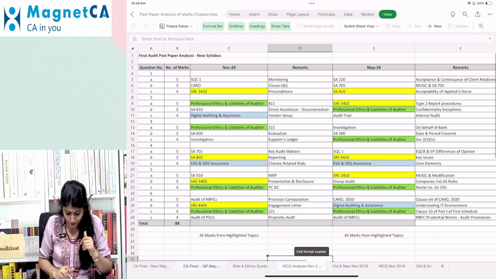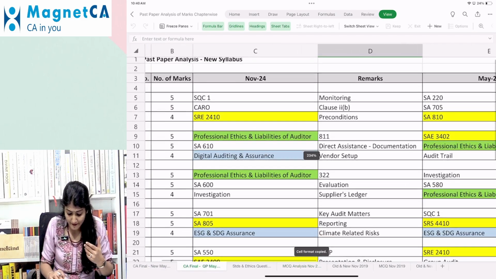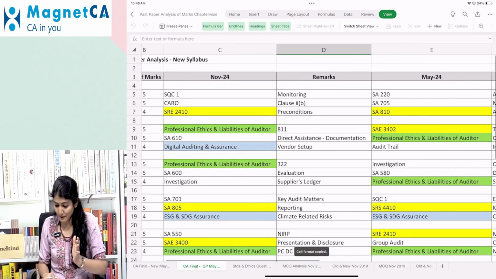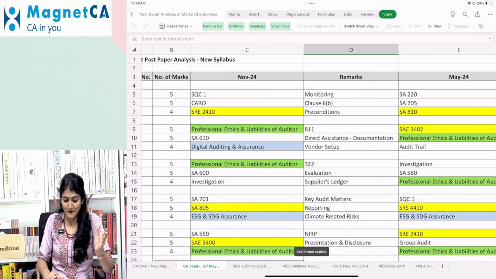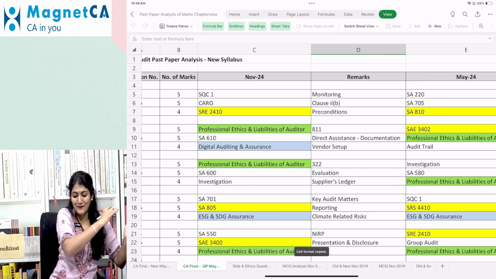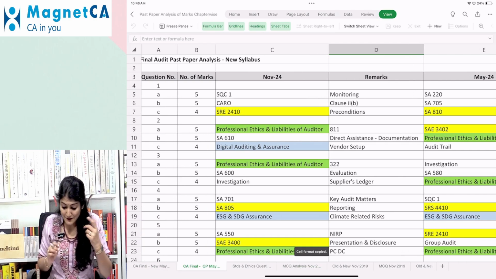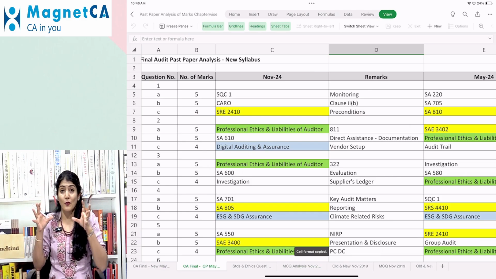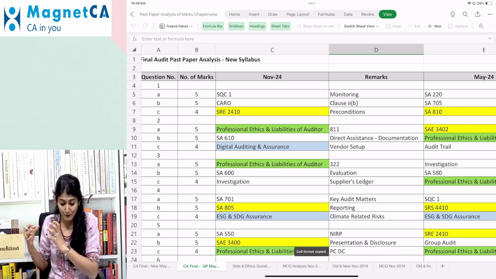Now let us come to the theory part of the paper. Okay, right? So in the theory part of the paper, if we look at this, this is the November 24 question paper analysis, and before that we have May 24. Obviously, I'll keep on adding further columns over there, May, November 25, and so on. Right, so you see the first question over there is regarding SQC 1, the elements of the quality control system, LEHM. They've asked the question regarding the M, monitoring.